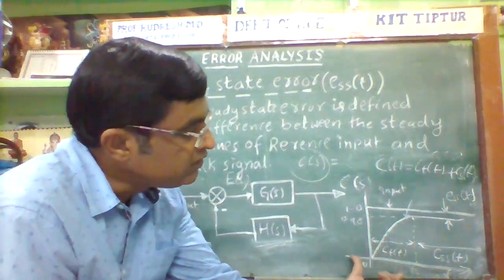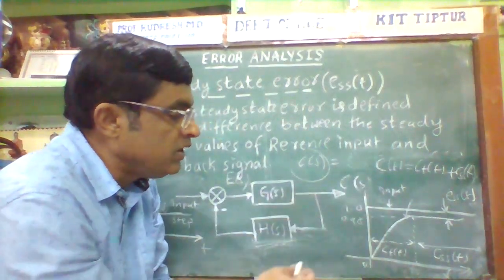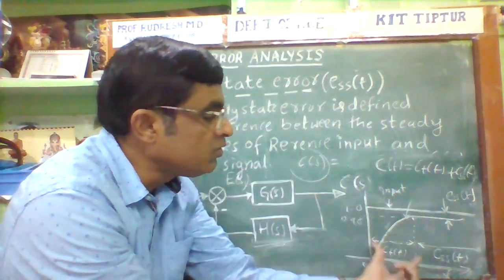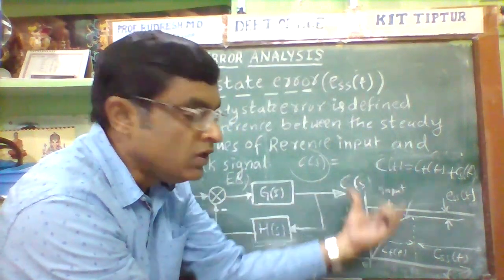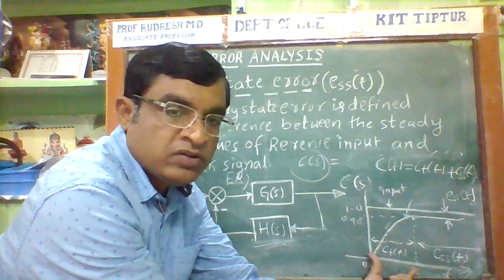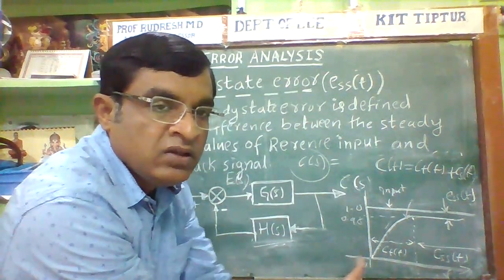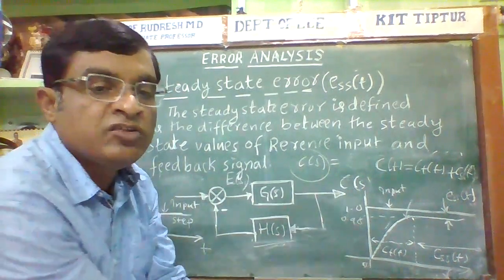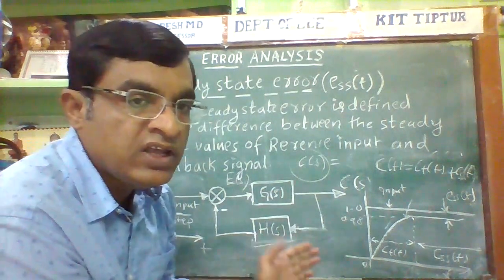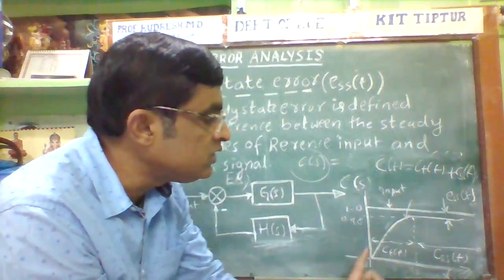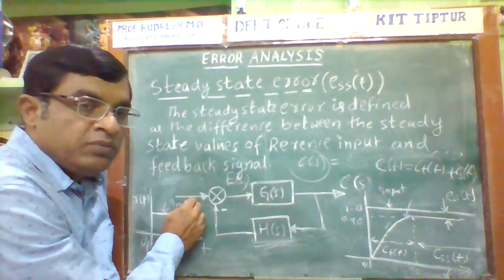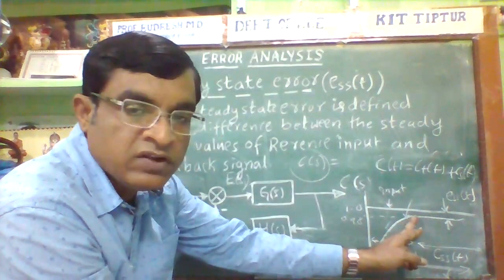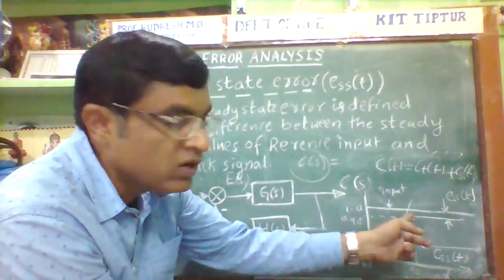Until reaching the steady state, the response may be exponential. That is CT of T, which is also part of the C of T, and is not the desired response. The transient response is the response of the system when the input changes from one state to another state. Now this is changing from one state to another state.